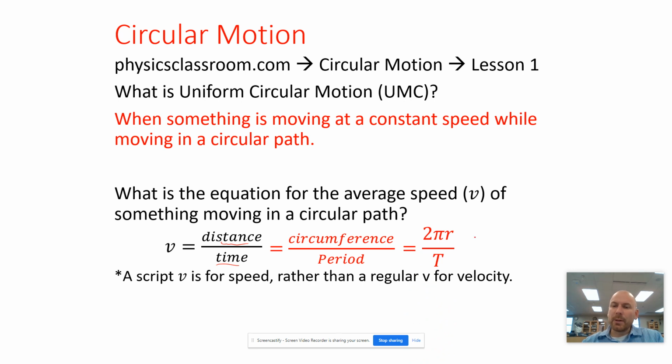So you have this equation, and this is equal to the speed of something moving in a circular path. So again, this is a script v versus a regular v. This would be velocity, and the script is speed.